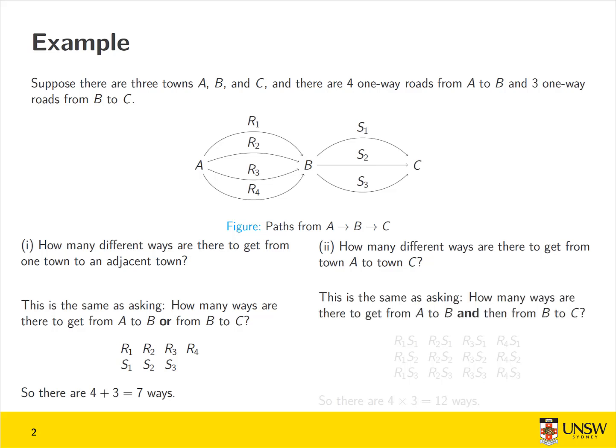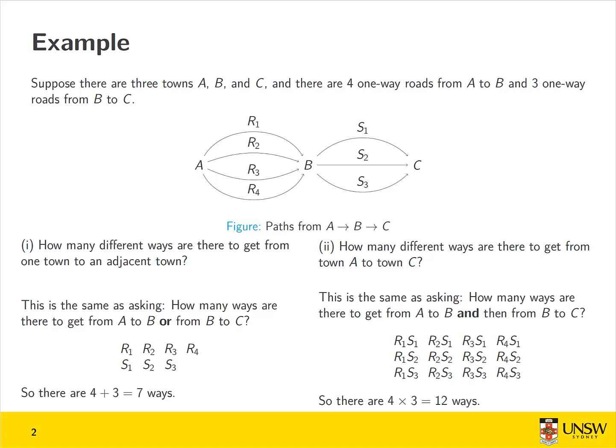For the second problem, note we are asking how many ways there are to get from A to B, and then from B to C. We can list all possible routes in a table to see that there are 4 times 3 equals 12 total ways. Notice, since this question asked for the outcomes of one event and then another independent event, the multiplication law applied.